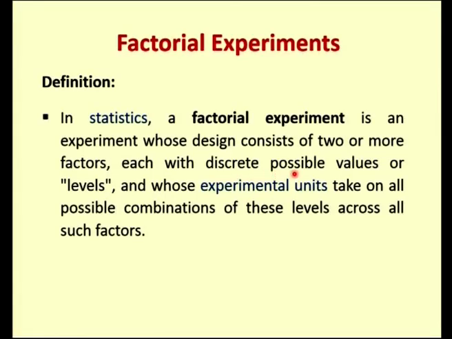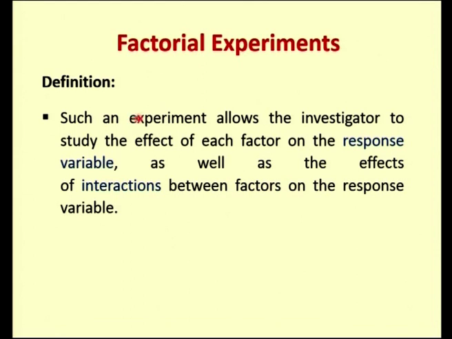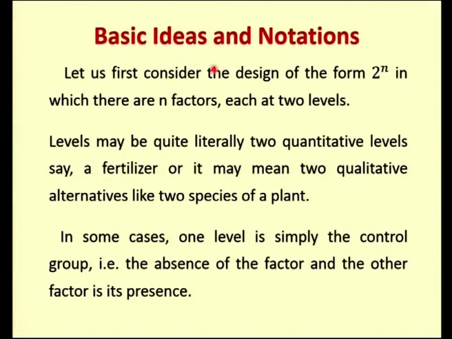In statistics, a factorial experiment is an experiment consisting of two or more factors, each with discrete possible values or levels, and whose experimental units take on all possible combinations of these levels across all such factors. Such an experiment allows the investigator to study the effect of each factor on the response variable, as well as the effect of interactions between factors on the response variable. Here we have the basic idea of factorial experiment, and also the notations that we may use.